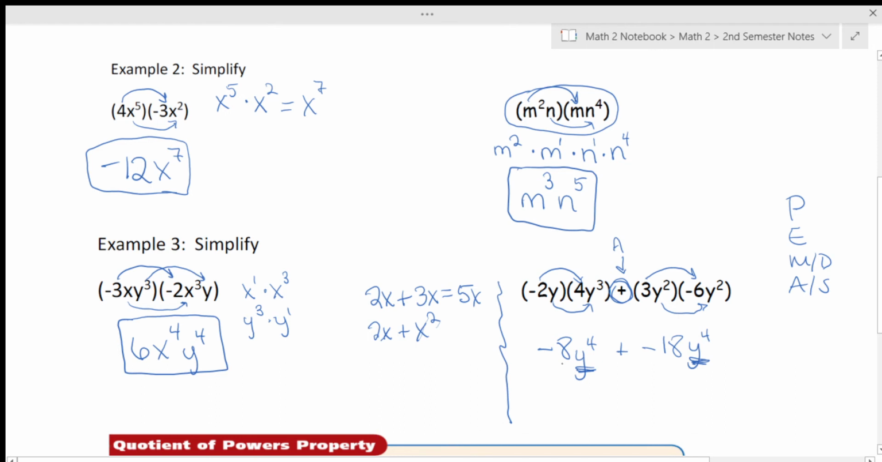So we have negative 8 y to the fourth plus negative 18 y to the fourth. Our y to the fourth is going to stay the same. Our variable's not going to change. And the negative 8 and the negative 18, when we combine them, give us negative 26. That is something you can check with a calculator. But if we have negative 8 and then we add negative 18, adding a negative is the same as subtracting. So we're going to move 18 to the left down our number line.